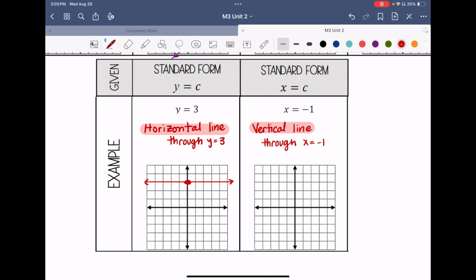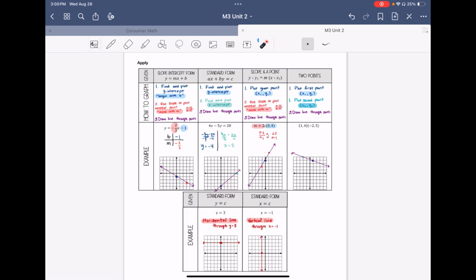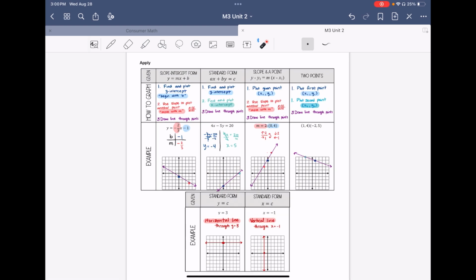Same thing is true, but with a reverse statement, with x. So I go to x equals negative 1, and no matter what y is, this time x stays negative 1. So the entire time throughout my graph, I don't care what y is, x is always going to be negative 1. And those are all the different situations you can be given on graphing linear functions.